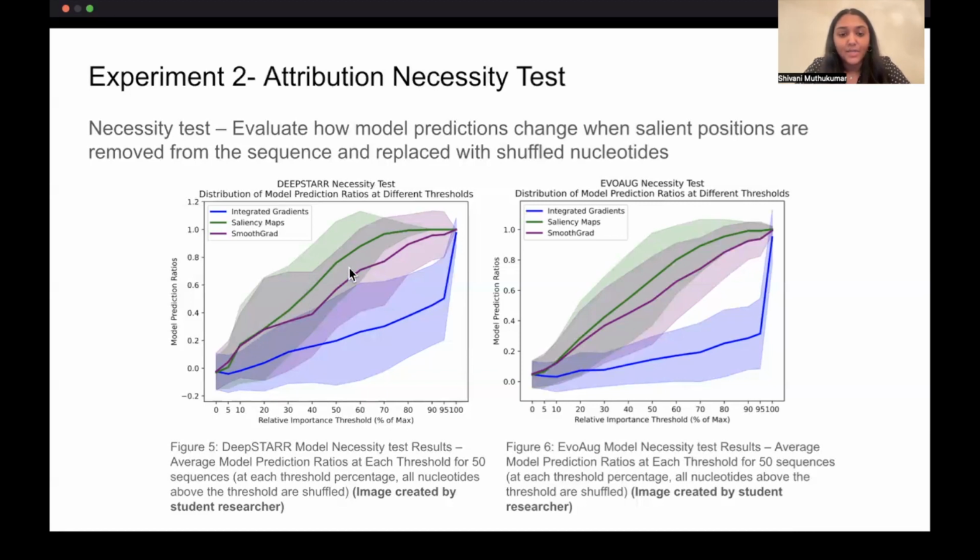The trend lines that are displayed by the other two methods, saliency maps and SmoothGrad, that are more linear, may suggest that they're not as good at differentiating between the important versus non-important nucleotides.